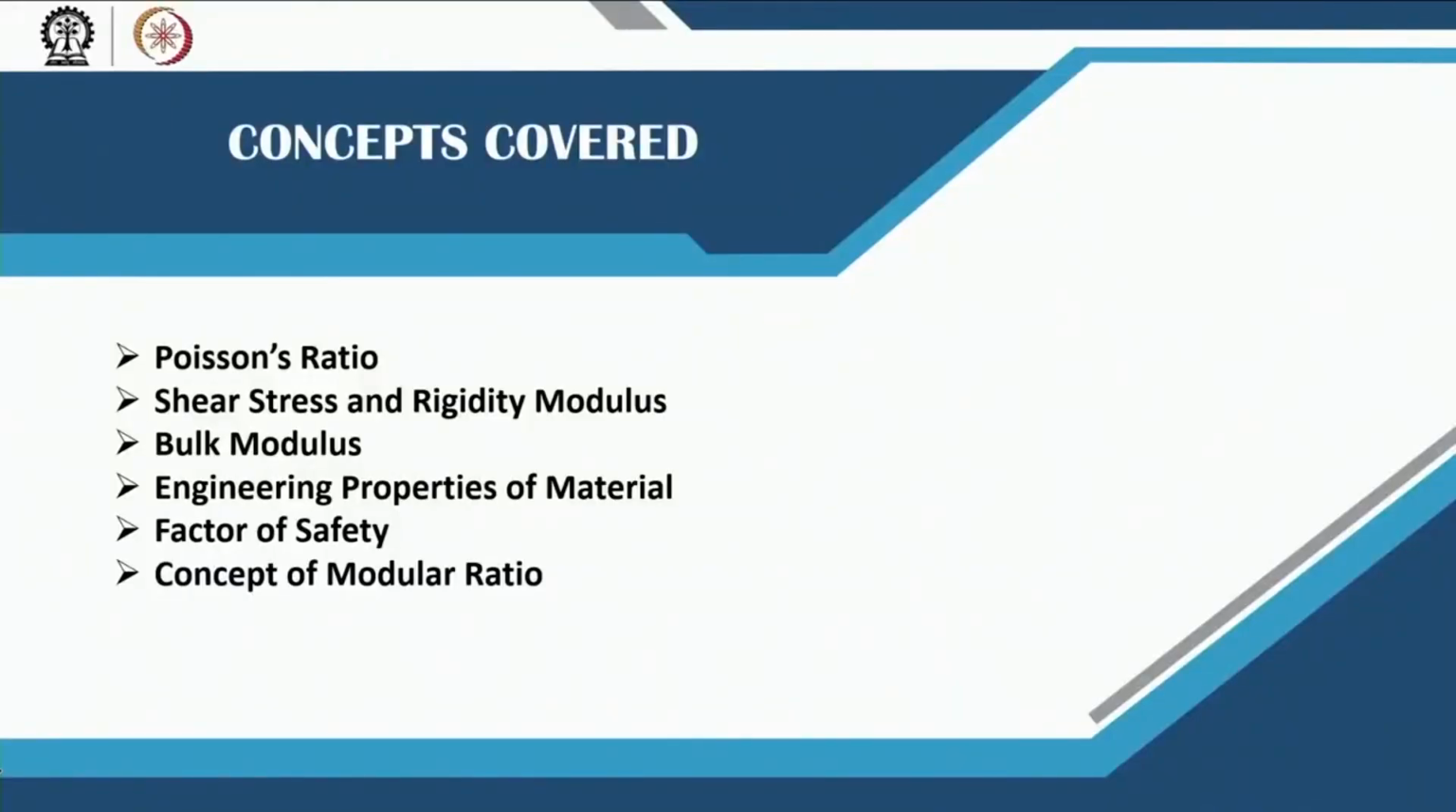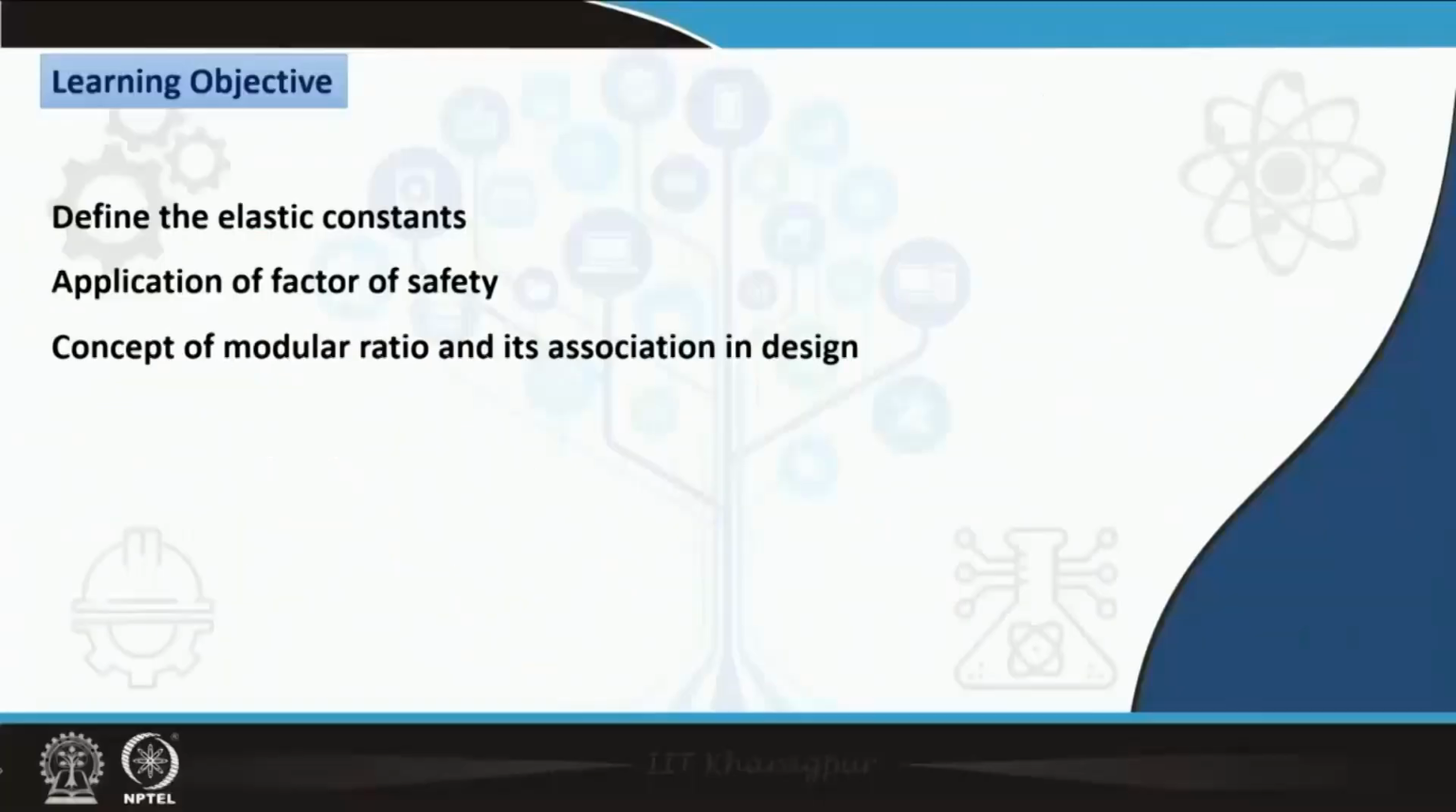If you remember, in part 1 we discussed Hooke's law and the elasticity theory, and with that we also discussed the stress strain curve of an elastic material. In this lecture we will go further with some other concepts. We will start with Poisson's ratio, then discuss the shear and rigidity modulus, then the bulk modulus and the engineering properties of the material, which we already introduced in the last class. We will discuss the concept of the factor of safety, and finally, the modular ratio.